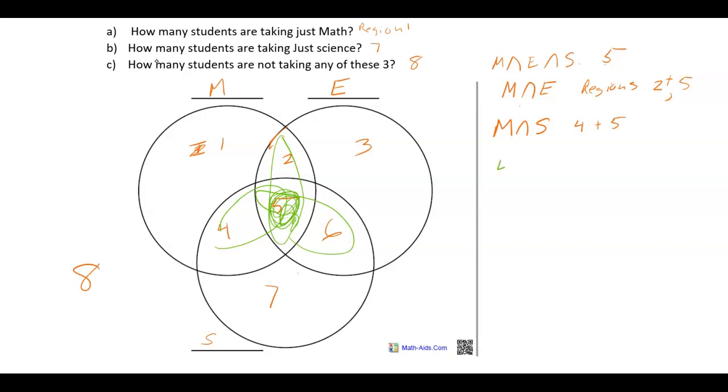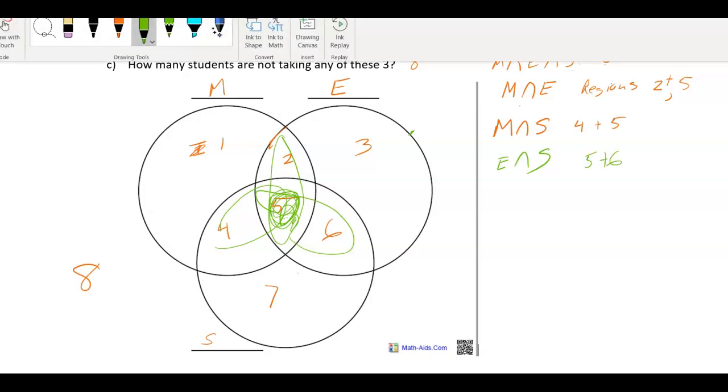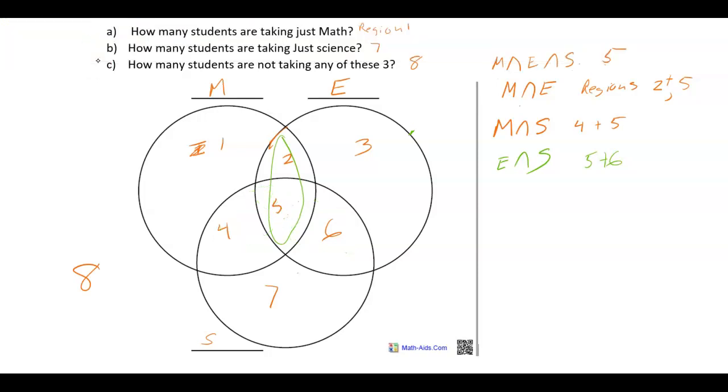So the last one I have to do is English overlapping science. That would be this circle overlapping this circle. That will be regions 5 and 6. So that's one thing I want to get clear. If that's not clear, then the rest of this will make no sense at all. All right, I'm going to erase the region numbers.